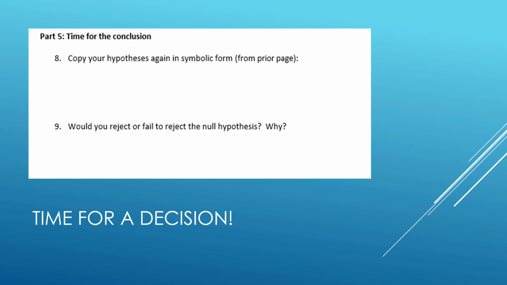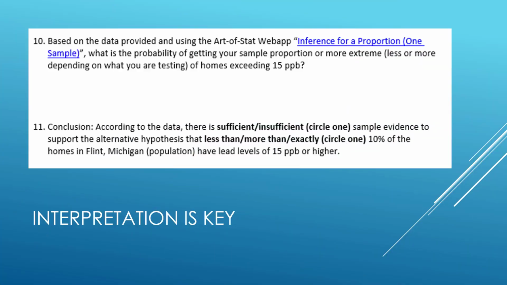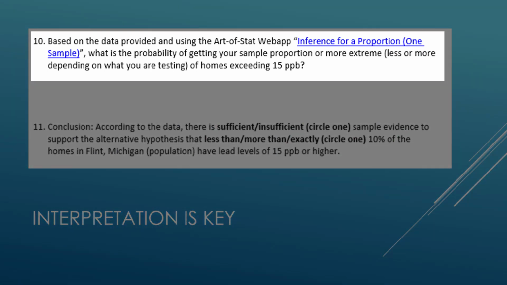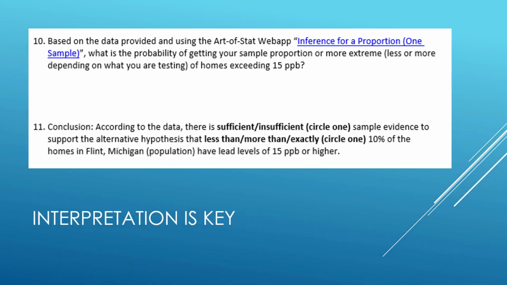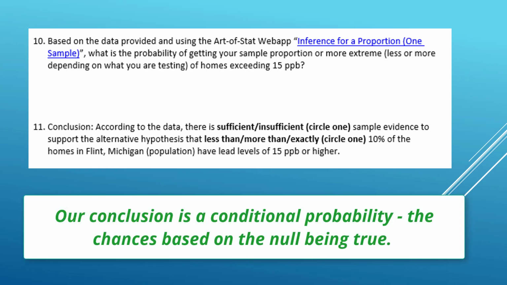Again, at this point in time, we've got some idea from a sampling distribution of why we might want to reject because of the evidence, but we really don't have any kind of numeric value. So what we do is move forward to begin getting that evidence. Based on the data provided, we'll use the ArtofStat web app. Again, you can use your own technology. We'll be able to find the probability of getting your sample proportion, or more extreme, of homes exceeding 15 ppb. That's the parts per billion, and again, it's all based on the assumption that the null hypothesis is true.